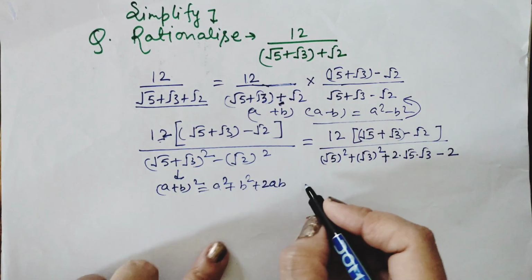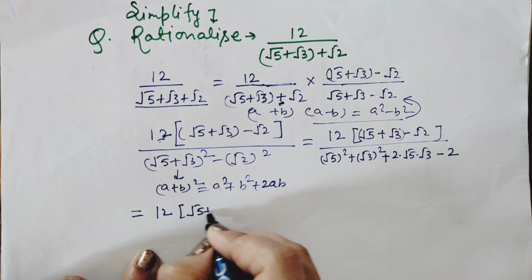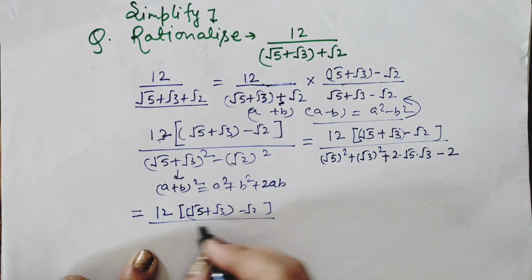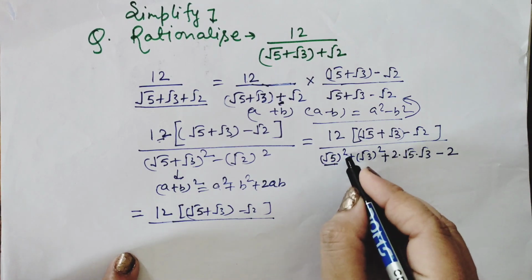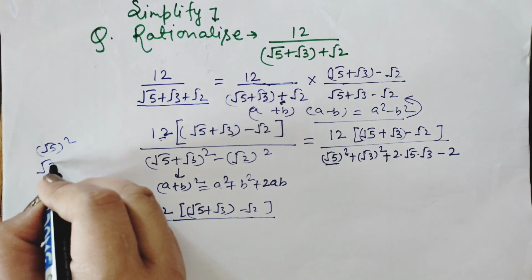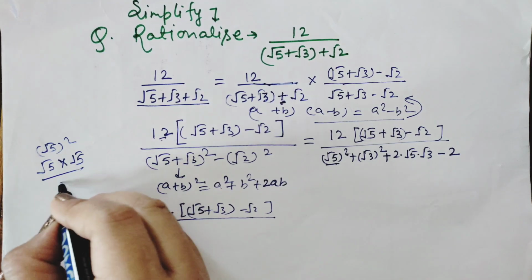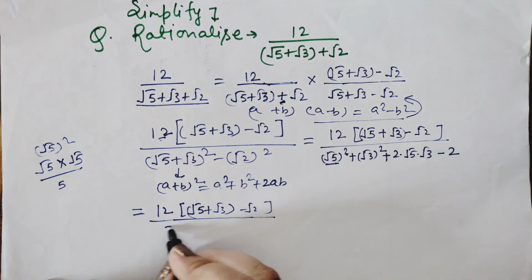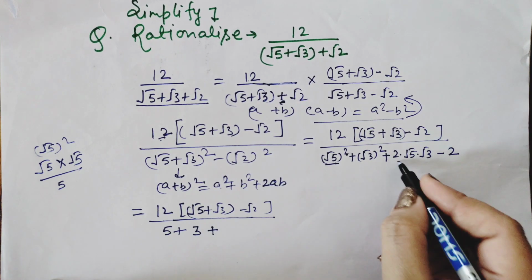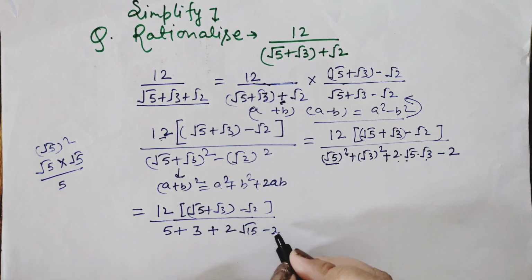Okay. Now after that, 12 times root 5 plus root 3 minus root 2, and in the denominator you can see this root 5 square. What do you understand by root 5 square? Root 5 square means root 5 into root 5, 2 times. It will be 5. Again similarly root 3 square is 3, plus 2 root 5 into root 3, which is root 15, minus 2.